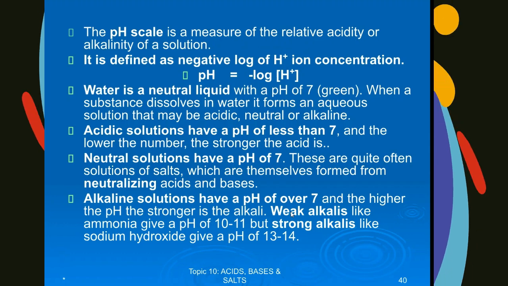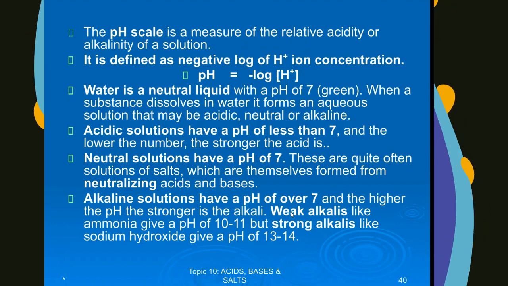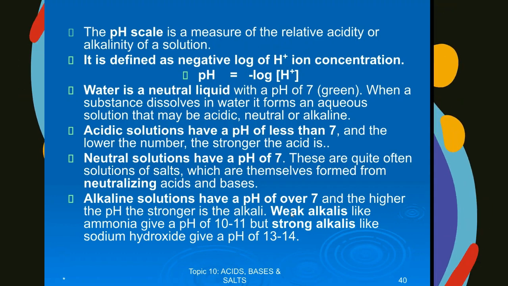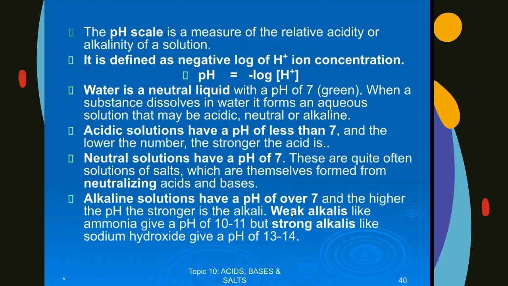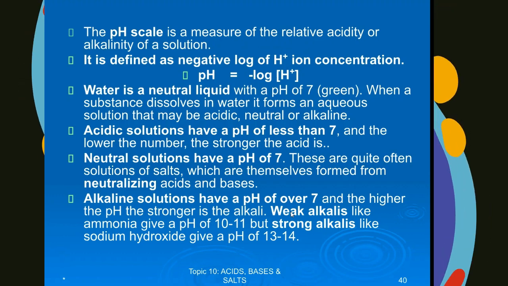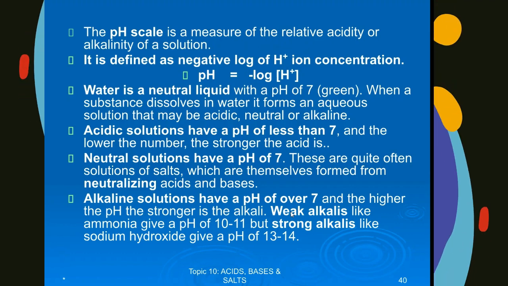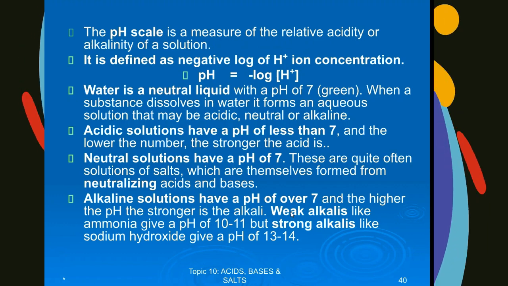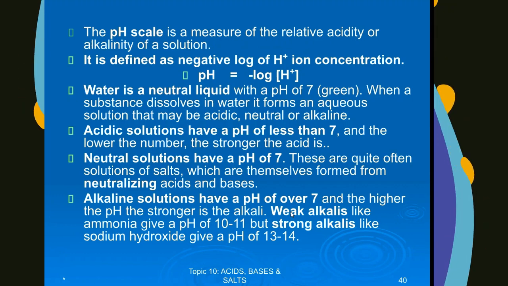Now, the pH scale is a measure of relative acidity or alkalinity of a solution, and it is defined as the negative log of H plus ion concentration. The formula is pH equals minus log H plus ion. Water is the neutral liquid with a pH of 7, that is green in color. When a substance dissolves in water, it forms an aqueous solution that may be acidic, neutral, or alkaline.